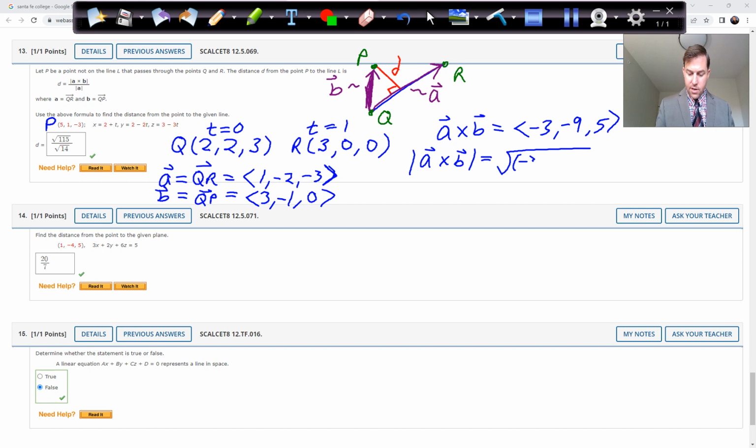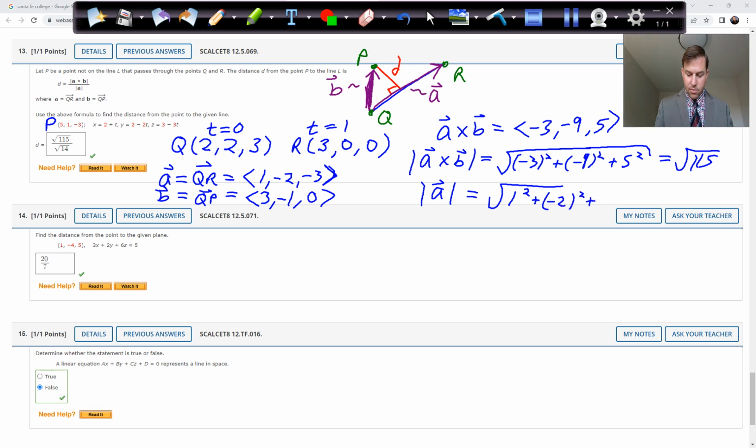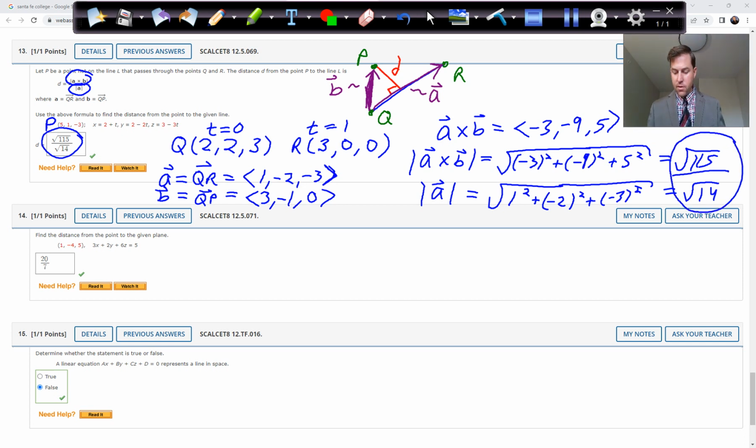Then we need the magnitude of this cross product, which is the square root of -3 squared plus -9 squared plus 5 squared, and that's going to give us the square root of 115. Then we just need the magnitude of A, which is the square root of 1 squared plus -2 squared plus -3 squared, and that's the square root of 14. And then the formula just says take the square root of 115 and divide by the square root of 14, and those don't simplify, so at the end you're just going to take the ratio of these two things.